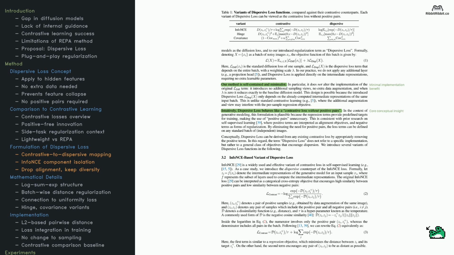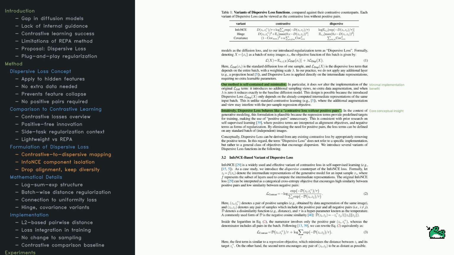How is dispersive loss actually defined? Let's start with Table 1. You'll see three well-known contrastive loss types: InfoNCE, hinge, and covariance. Each of them has a standard contrastive version, and a new dispersive version without positive pairs. The idea is simple. In a normal diffusion model, you already calculate a regression loss to denoise images. With dispersive loss, you just add a new term on top, one that encourages the internal representations in the batch to spread out. It's controlled by a hyperparameter lambda, but nothing else changes. No projection heads, no encoders, no data tricks.